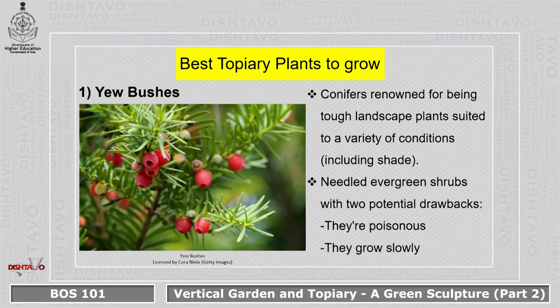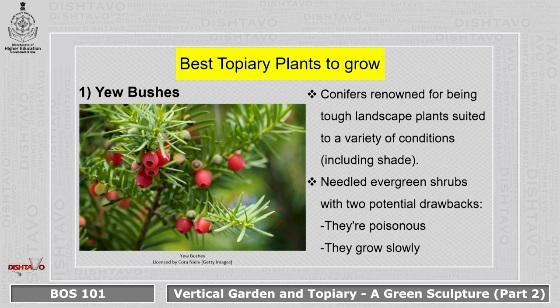Now there are different plants that can be used. Here we will see the best topiary plants which you can grow in your homes or in your gardens. The yew bushes. These are conifers, renowned for being tough landscape plants, suited to a variety of conditions and different types of climates, whether in hot sun or in shade. They can be trimmed and given shape as you need. They are needled evergreen shrubs. You can see the leaves are needle shaped, and that is why they are called needled evergreen shrubs.